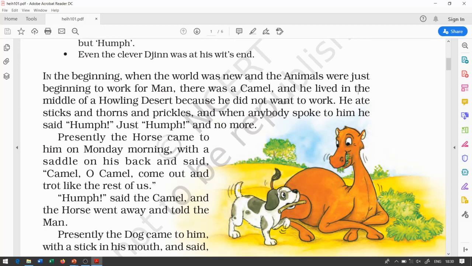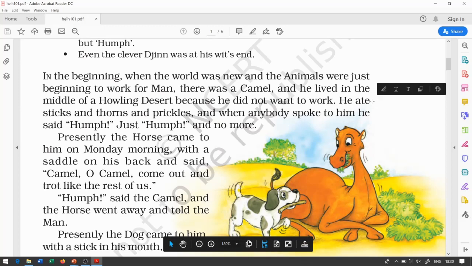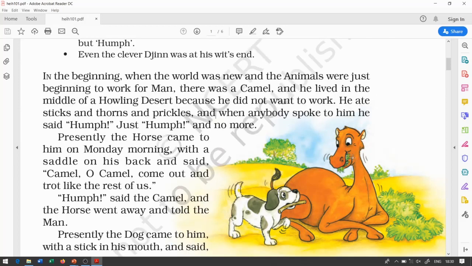He was so lazy. All that he did was he ate sticks and thorn and prickles. So as you know, camels are not carnivores, they only eat plants. Okay, so they're herbivores, so they eat only sticks and thorns and prickles, because that is what you find in a desert. You don't find lush green vegetables and green bushes in the desert. You only find things like sticks and thorns and prickles.